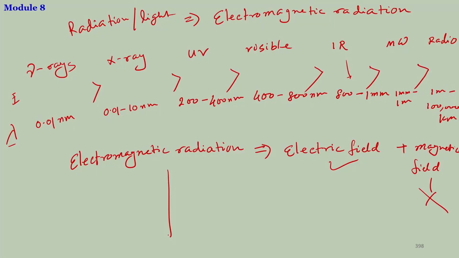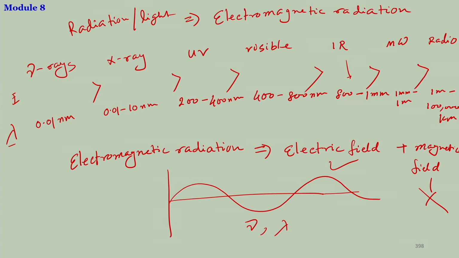Now, if you consider electric field, any electric field has a sinusoidal wave that will propagate in this manner, and of course, that has a fixed frequency and that has a fixed lambda value, which means the wavelength.